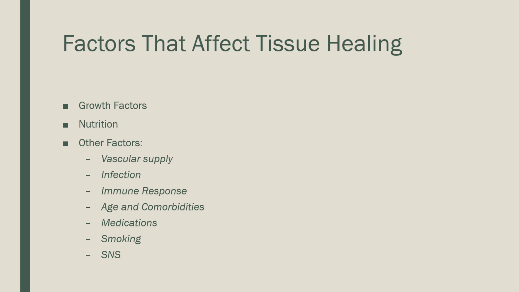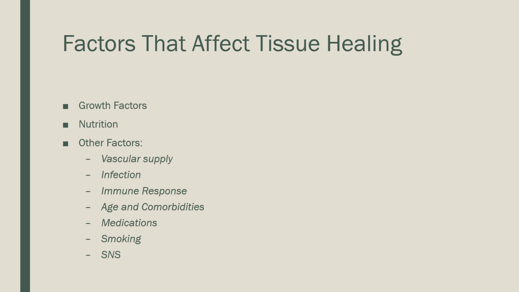Other factors that influence healing include vascular supply. It is important because it carries oxygen, nutrients, and immune cells to the wound site. Infection, prolonged inflammation, and tissue damage due to infection delay healing. Immunosuppression reduces the ability to fight infections, slowing healing.